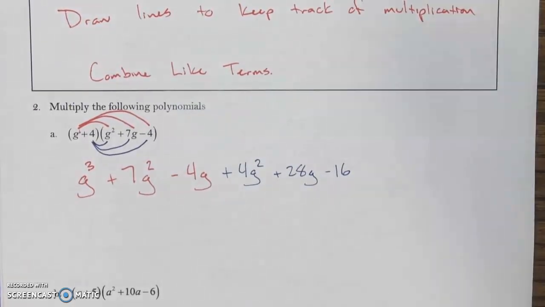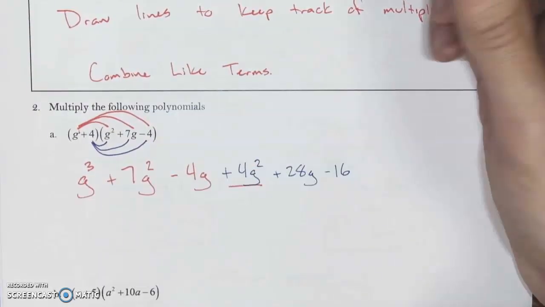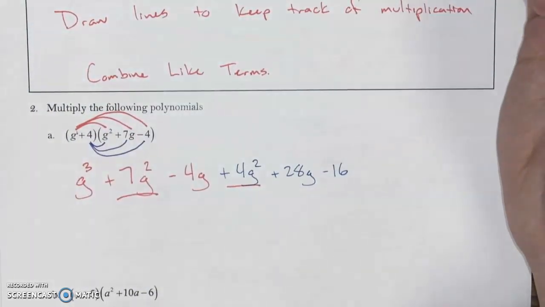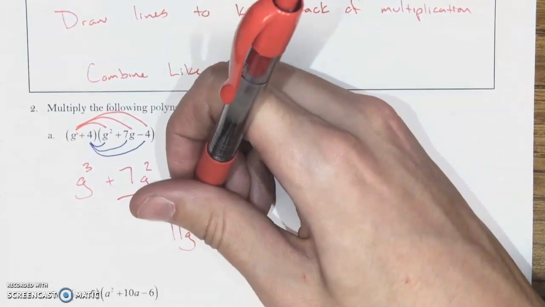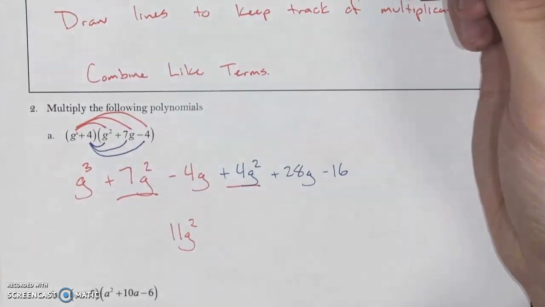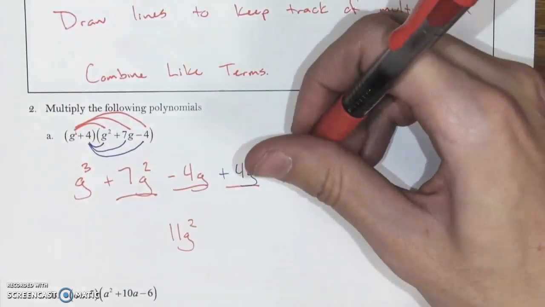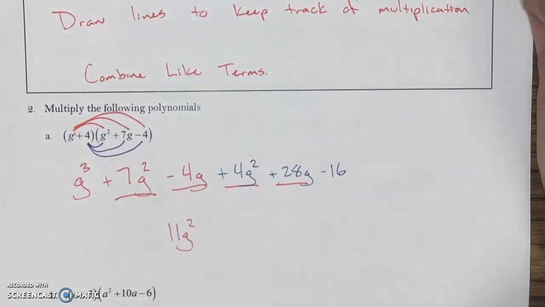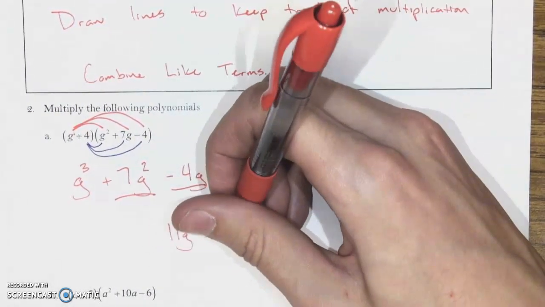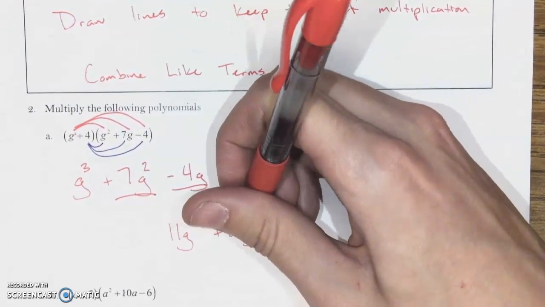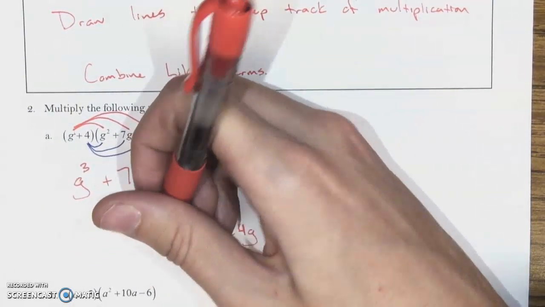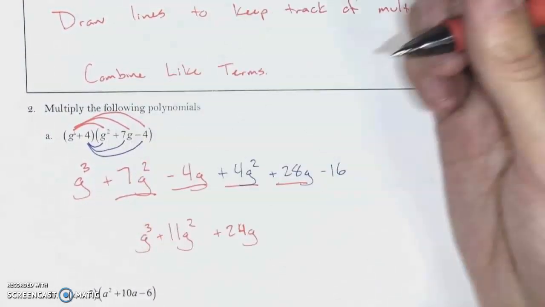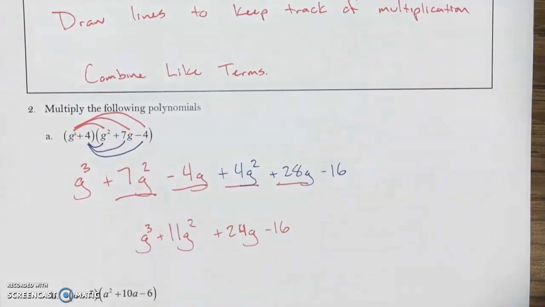We combine like terms. I see we've got a 4g squared and a 7g squared. We can combine that into 11g squared. I also see that we have a negative 4g and a positive 28g. So we can combine that into a positive 24g. And I don't see any other like terms, so we'll just bring the rest down. G cubed and a negative 16.